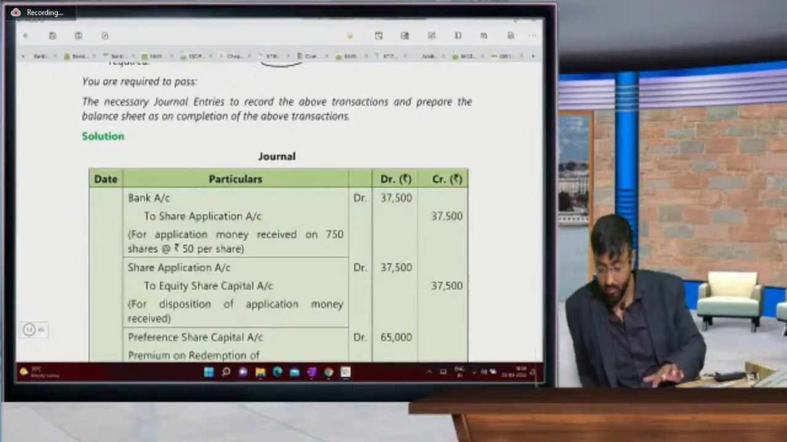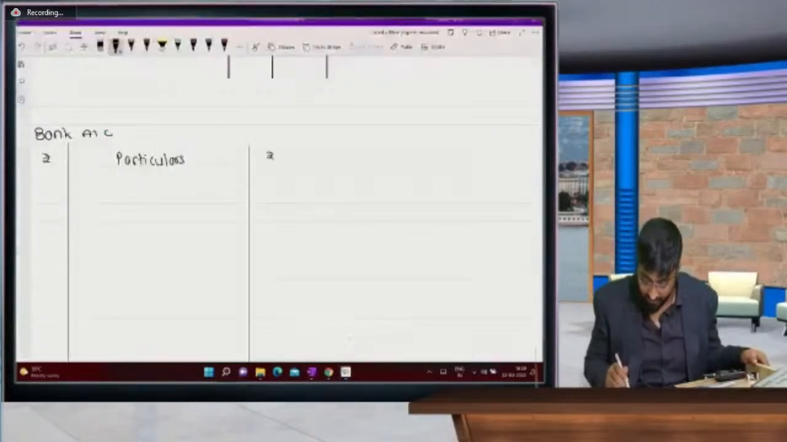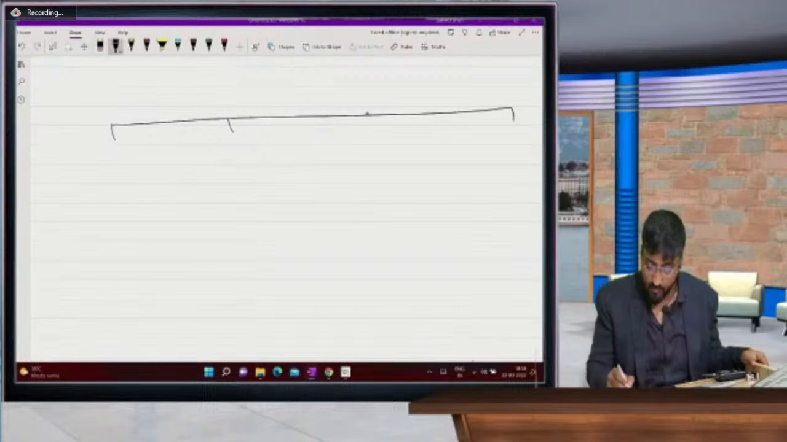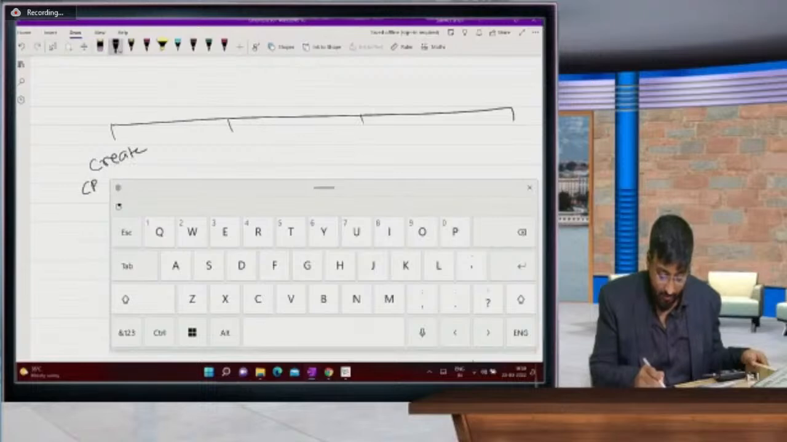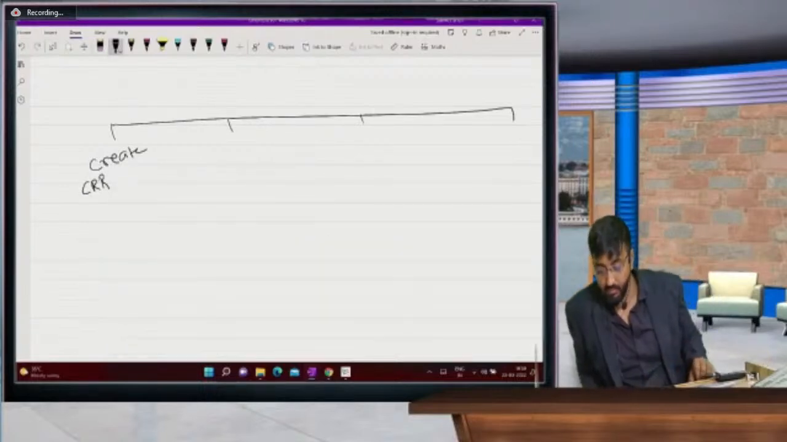Chalo. Very well understood. Let's solve 5 entries. First question. Entry to create CRR. Entry to create CRR. Who is answering very fast?